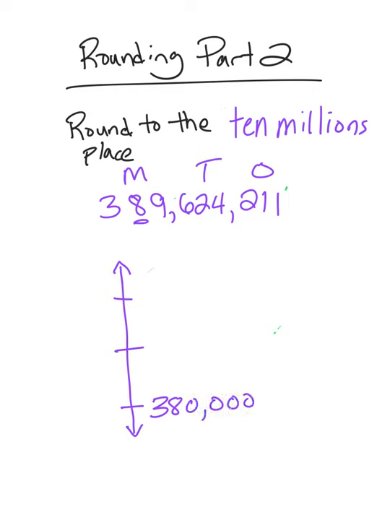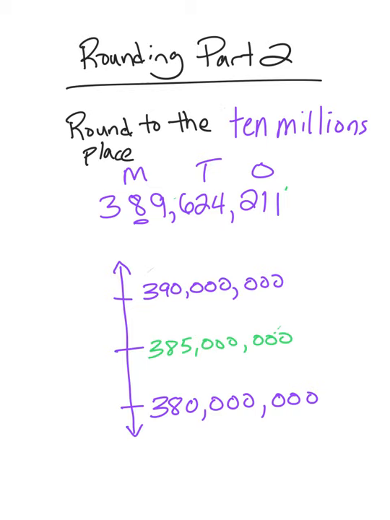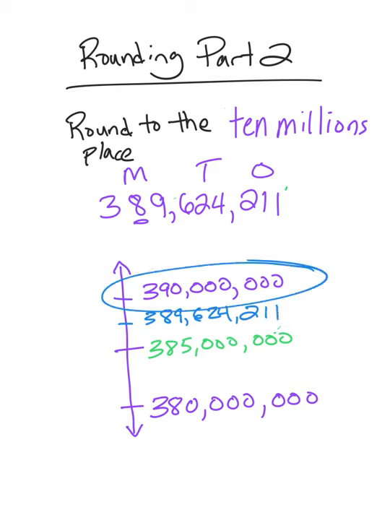Okay, again, I'm counting by 10 million. So if my low is 380 million, then my high would have to be 390 million. Halfway between 380 million and 390 million would be 385 million. So now we look at our actual number. 389 million is obviously bigger than 385 million, so we plug our real number in here. 389,624,211 would round to 390 million.